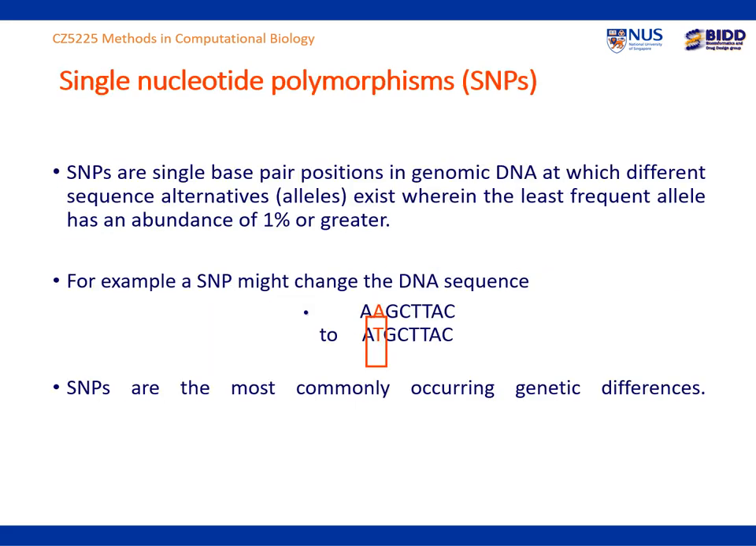Then single nucleotide polymorphism, I will not go into detail because we have already discussed it. SNPs are single base pair positions in genomic DNA at which different sequence alternatives, that is alleles, exist, wherein the least frequent allele has an abundance of 1% or greater. For example, a SNP might change the DNA sequence, like in this example, the A is substituted with T, and SNPs are the most commonly occurring genetic differences.